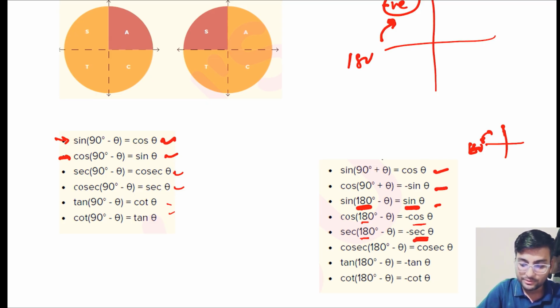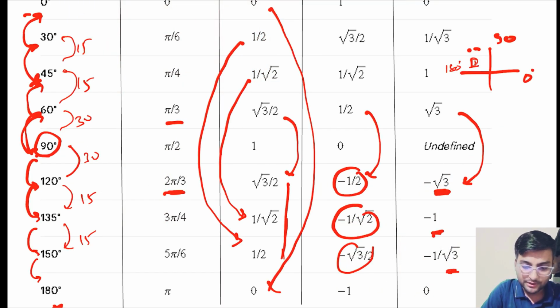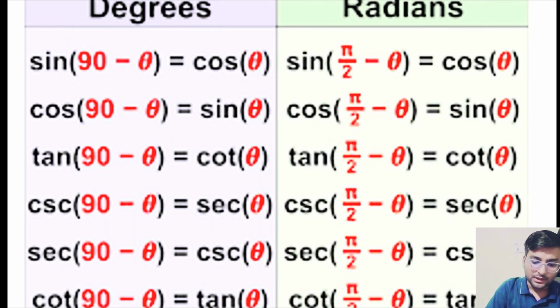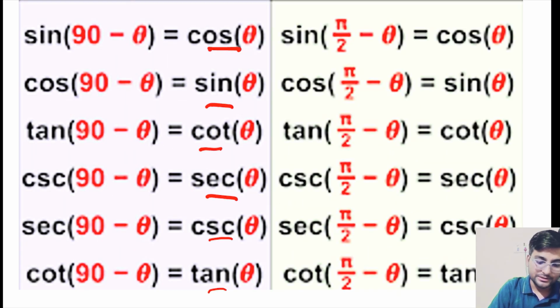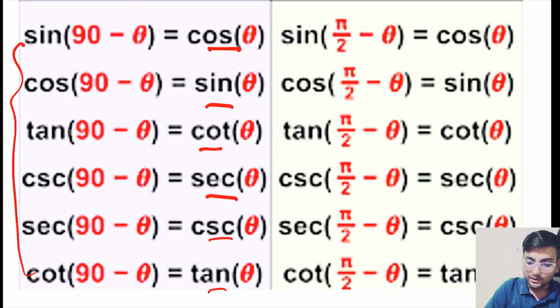So see here, cos theta value becomes negative, tan theta becomes negative. Otherwise, everyone is positive. Okay. Clear to all of you? Simple thing. Just revise the formula. See here, sin 90 minus theta, all values are positive in this case.